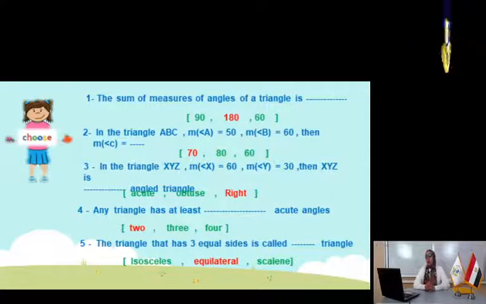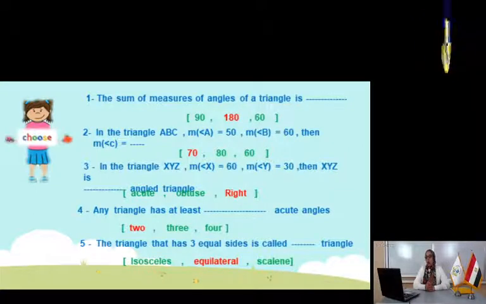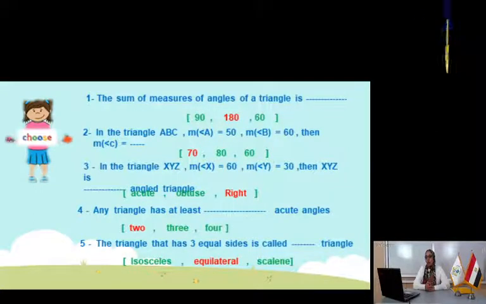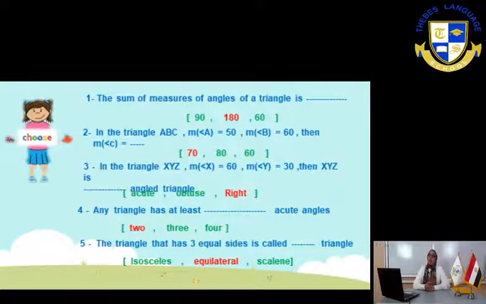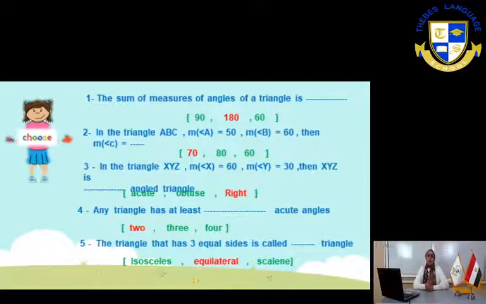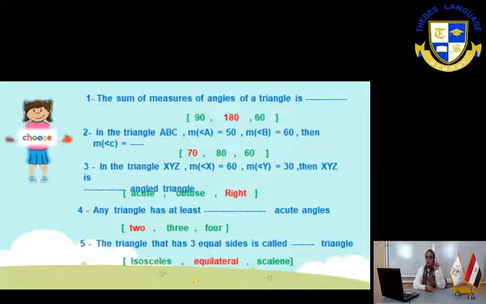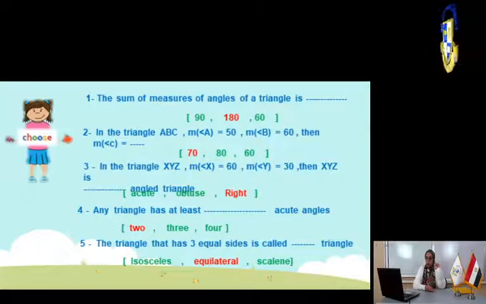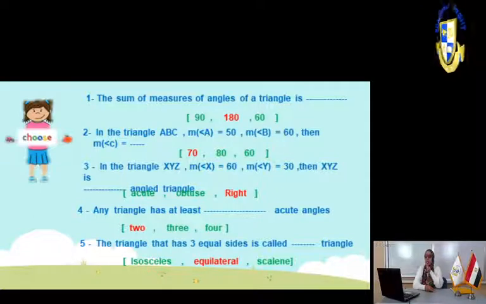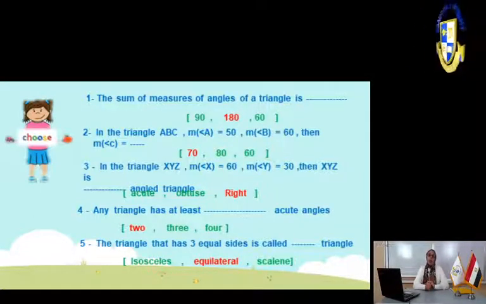If we have a triangle XYZ, measure of angle X equals 60 degrees and measure of angle Y equals 30 degrees, then what is the type of triangle XYZ? To know the type of any triangle, we must get the third angle first. First step, add 60 plus 30, it will be 90. Second step, subtract 180 minus 90, so it will be 90 degrees. The third angle equals 90 degrees.